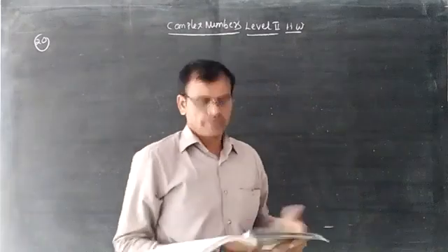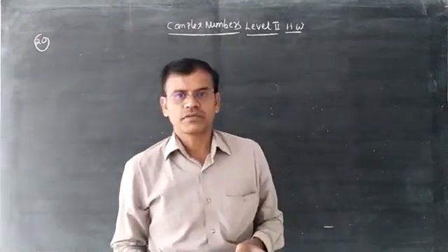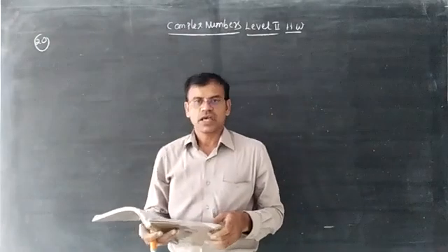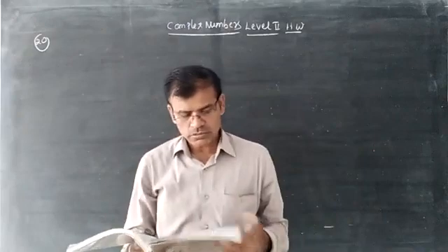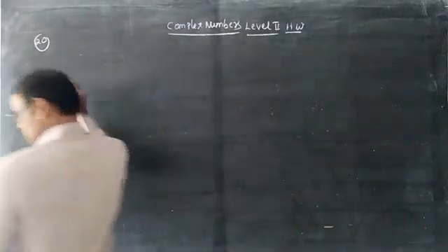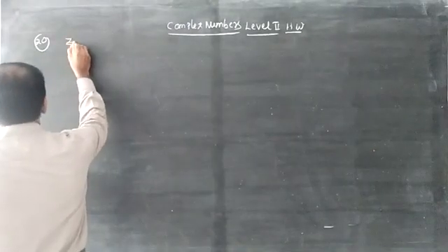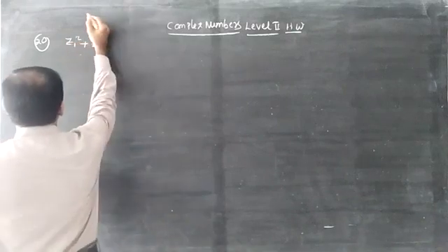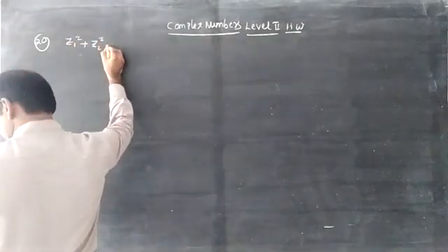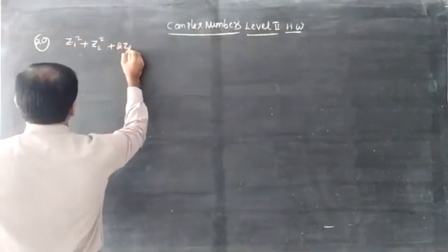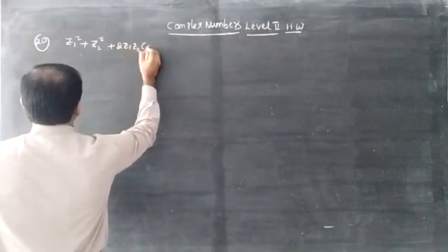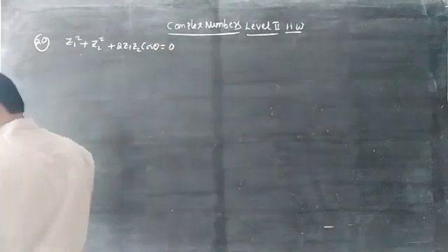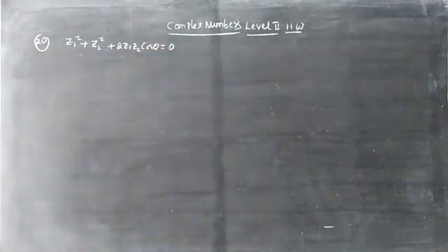If theta is real, and Z1, Z2 are connected by Z1 square plus Z2 square plus 2Z1 Z2 cos theta equal to 0, then the triangle with vertices O, meaning the origin, and Z1, Z2 is dash. Z1 square plus Z2 square plus 2Z1 Z2 cos theta equal to 0.